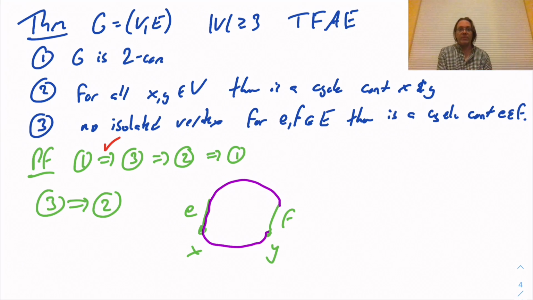So in fact, this implication 3 implies 2 is very straightforward. This is written in the notes, but I'll just say it once more, because my vertices are not isolated, I can choose an edge, say E incident with X, and an edge F incident with Y. And now my property 3 tells me that I can find a cycle through those edges E and F that will necessarily contain X and Y, and that completes my proof. So for any pair of vertices X and Y, there's a cycle containing them.